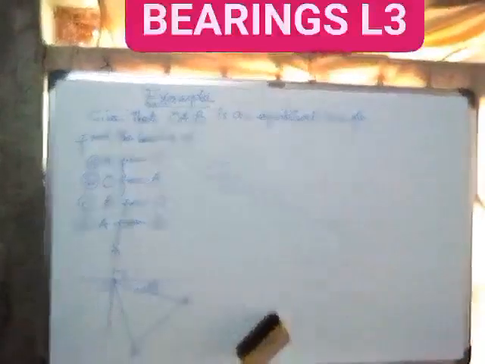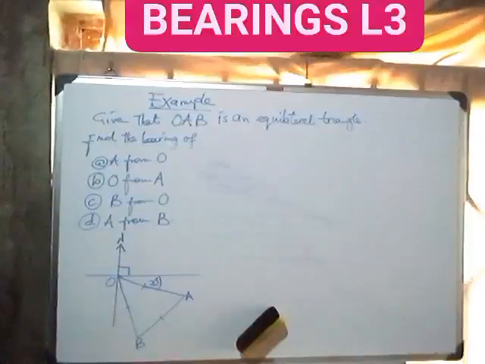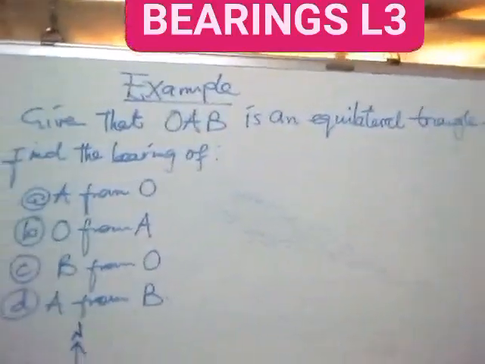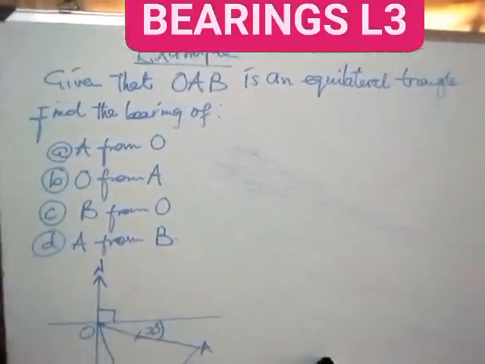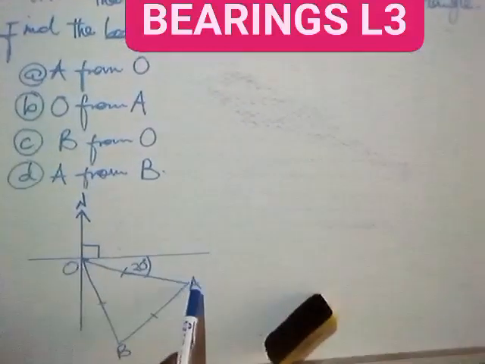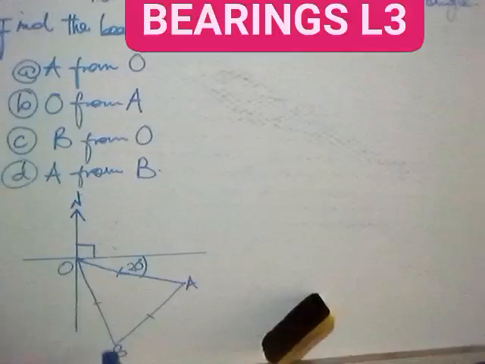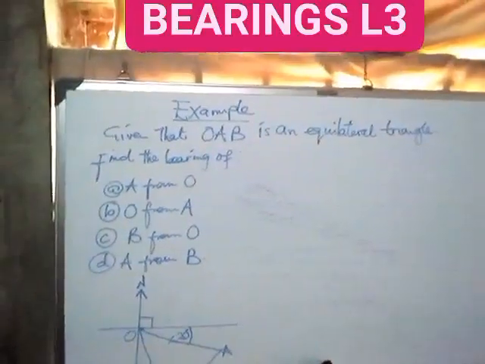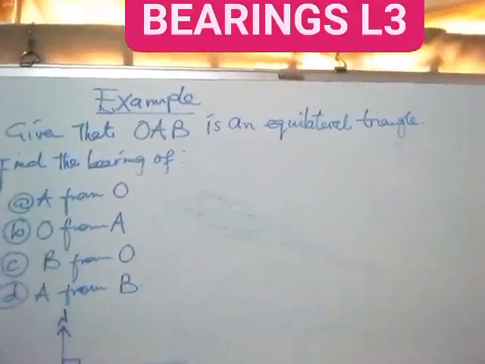We continue with some examples. This example is saying, given that OAB, this is O, we have our A and also B. Actually, you can see it. This is a triangle. It says it's an equilateral triangle.